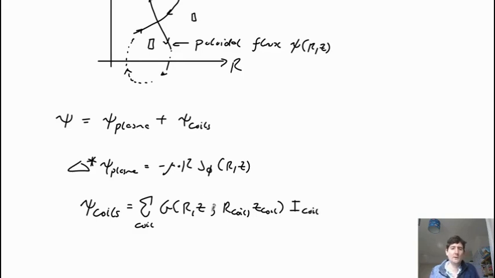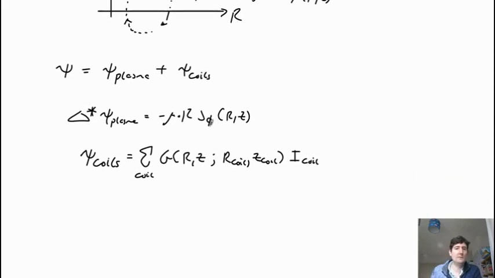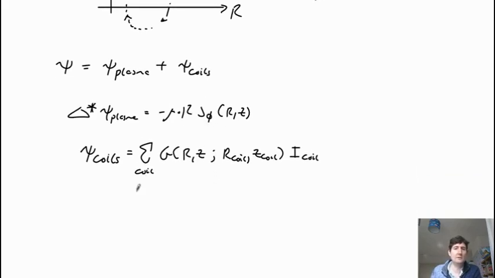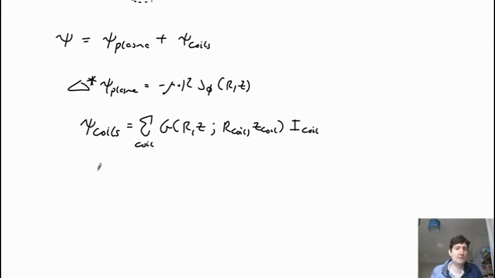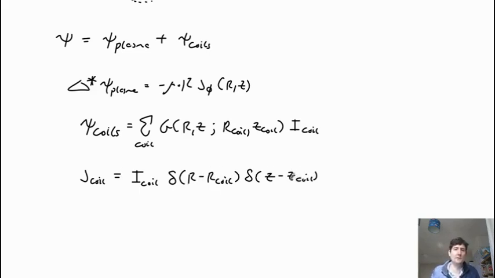And here the Green's function is really useful. You essentially calculate it by putting a delta function into this current. So each coil you model as a current density. So J of the coil is basically the current in the coil times a delta function in both R and in Z, so Z minus Z coil. So it's a localized current at a single point, R coil and Z coil.